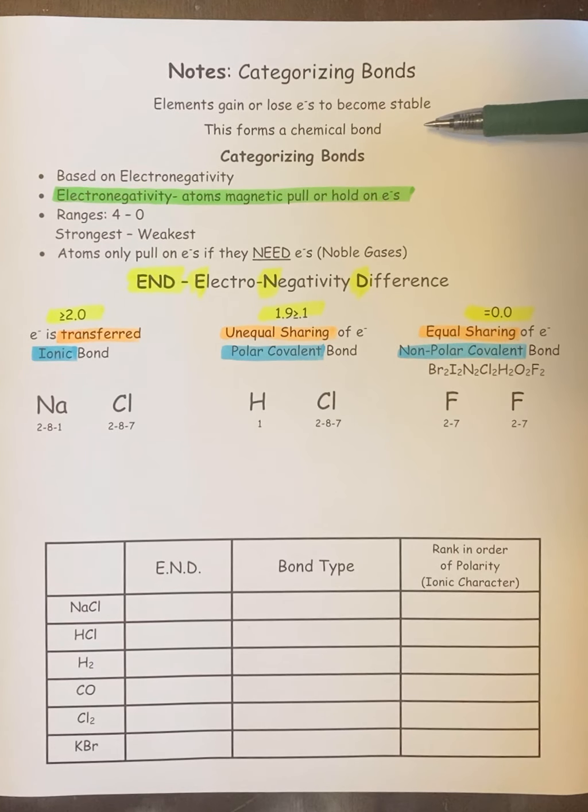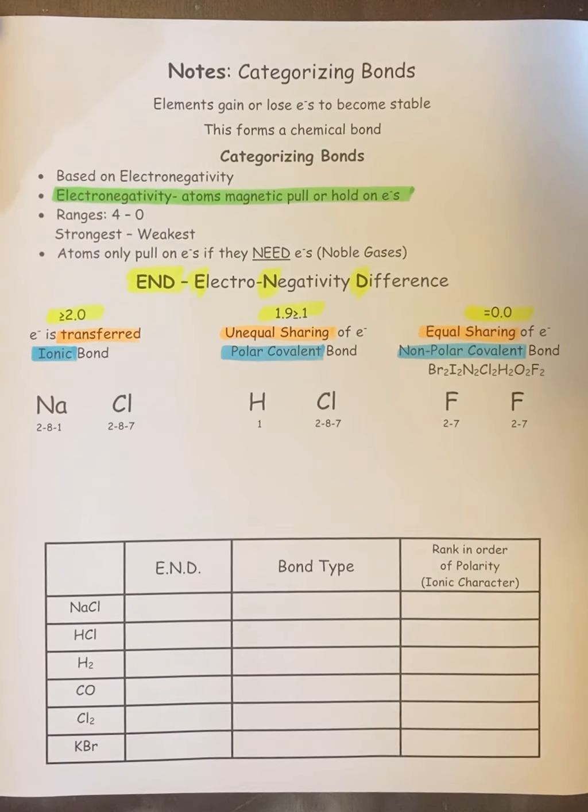Now, the type of chemical bond, there are three that we're going to have to worry about, a fourth and a fifth eventually, but for now it's just the main three. These are going to be the big three because the other ones we don't really do much with. So we can categorize bonds based off electronegativity, which is the atom's magnetic pull or hold on electrons. If you think of an atom as a mini magnet, it's going to make this much easier.